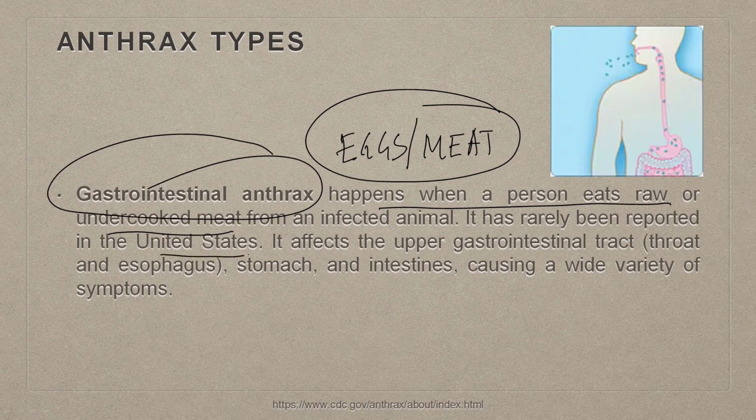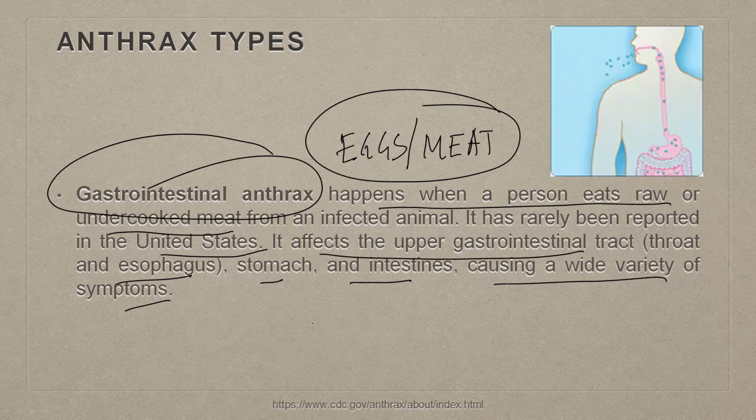Though in the United States, it has been rarely reported. It affects the upper gastrointestinal tract, throat and esophagus, and the stomach and intestine, causing a wide variety of symptoms. So these are the different modes by which anthrax can get into your system. You have to realize that one has to be extremely careful.